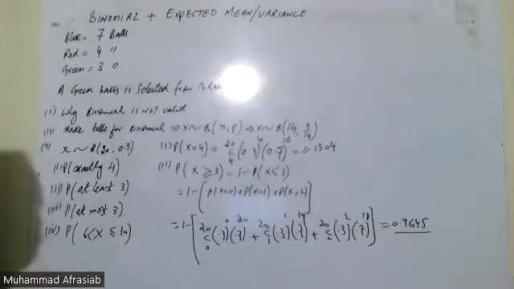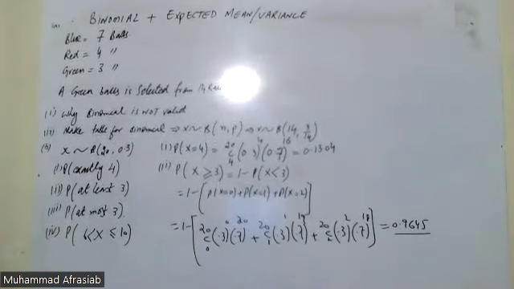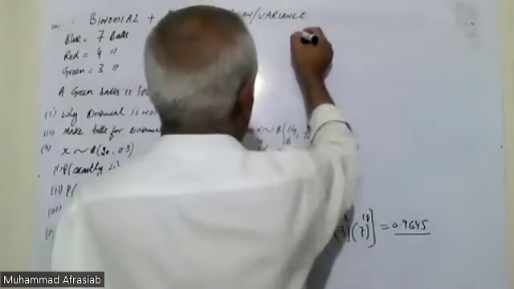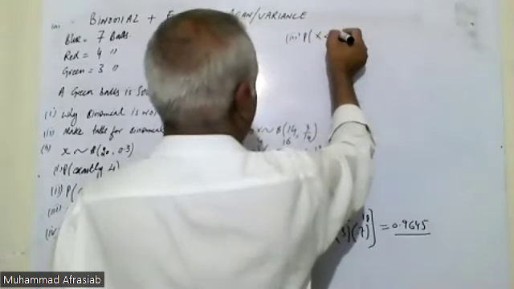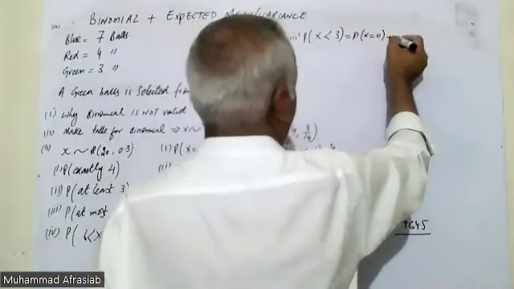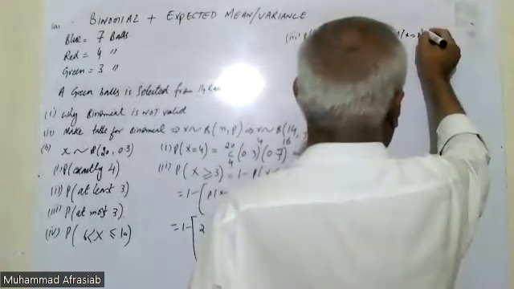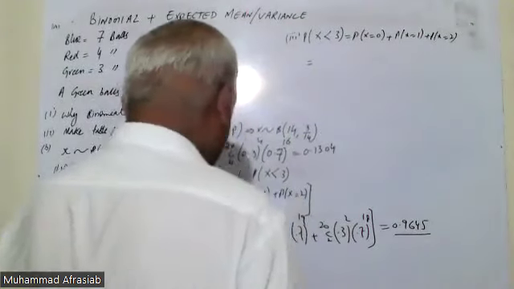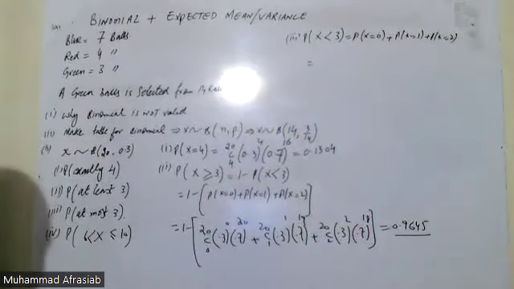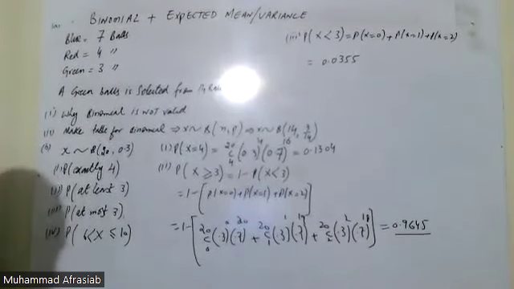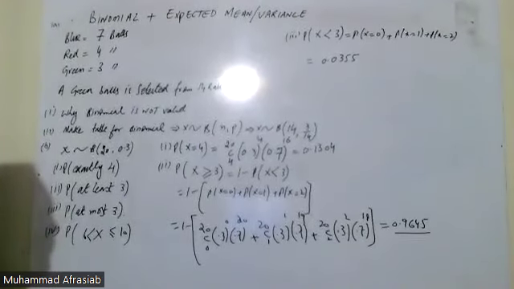Now in the next part they are asking to find the probability of at most 3. For at most 3, we know that it should be the probability of X less than 3, which is the probability of X equal to 0 plus the probability of X equal to 1 plus the probability of X equal to 2. This value is calculated, and its answer is 0.0355.